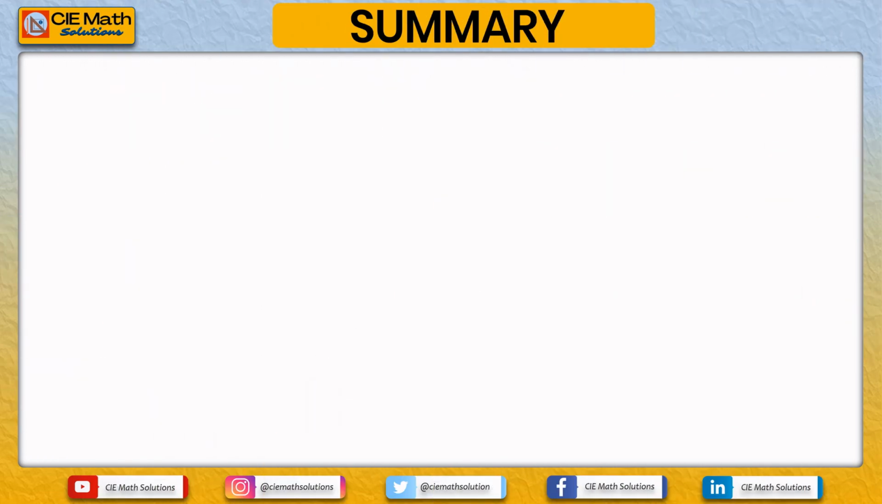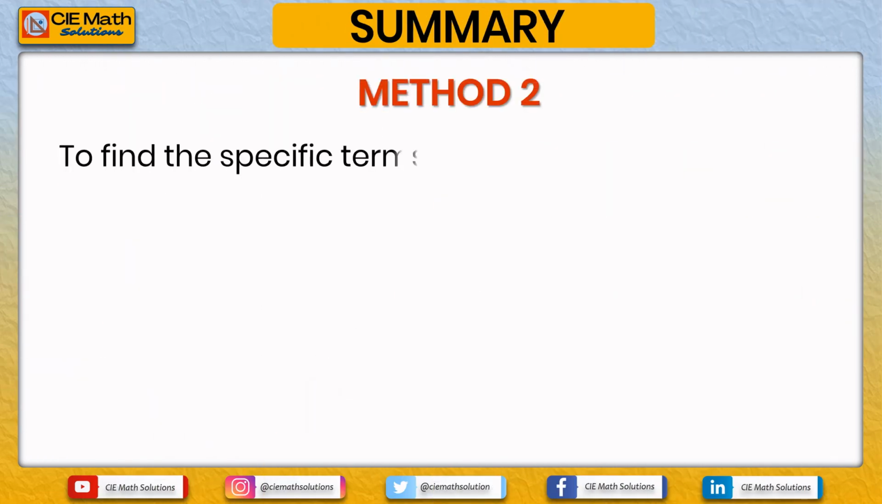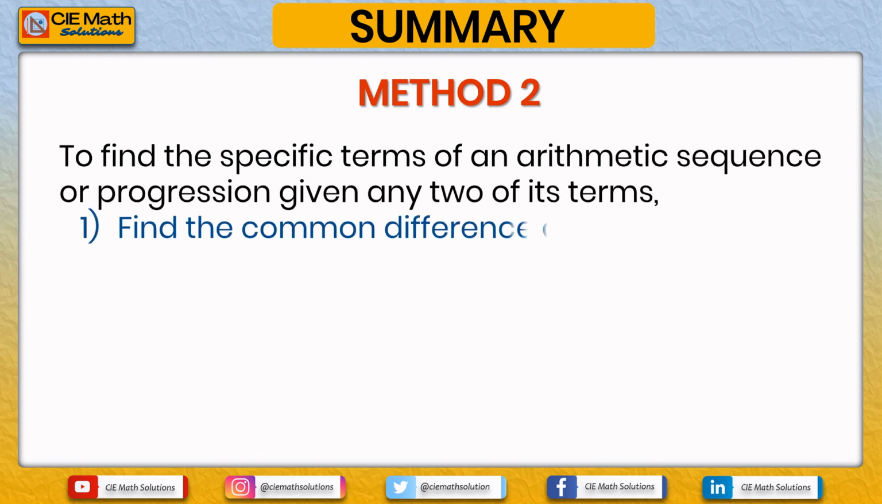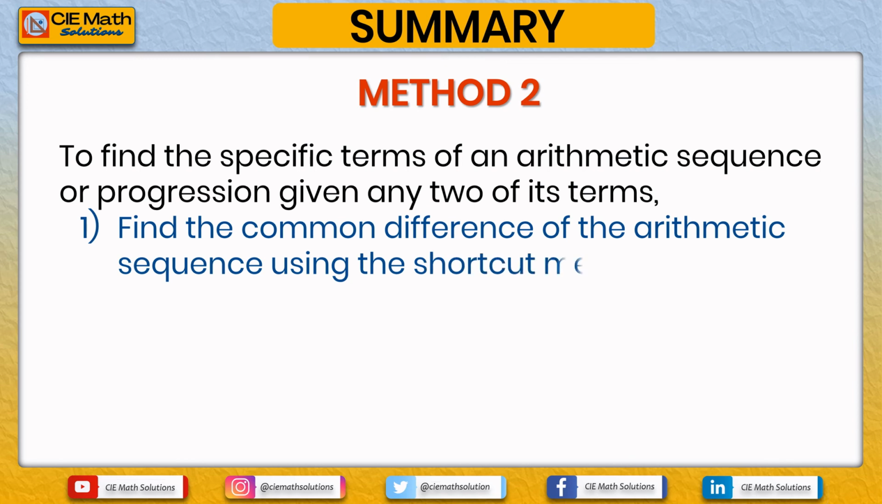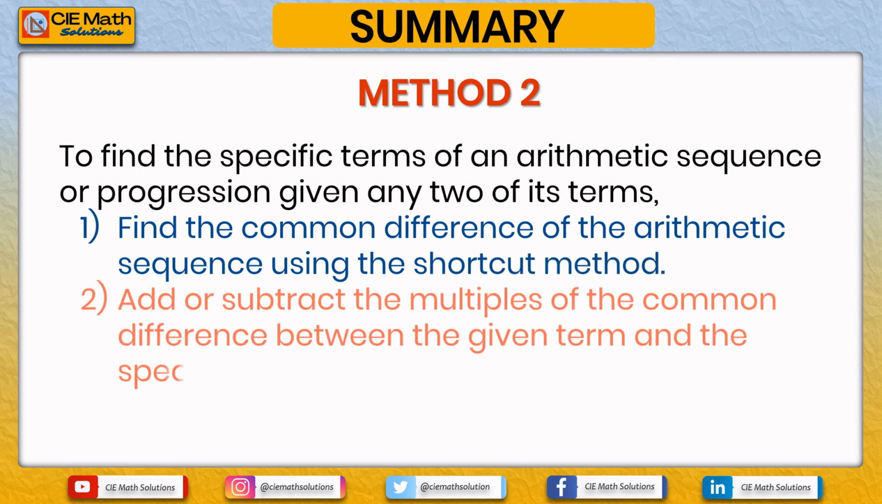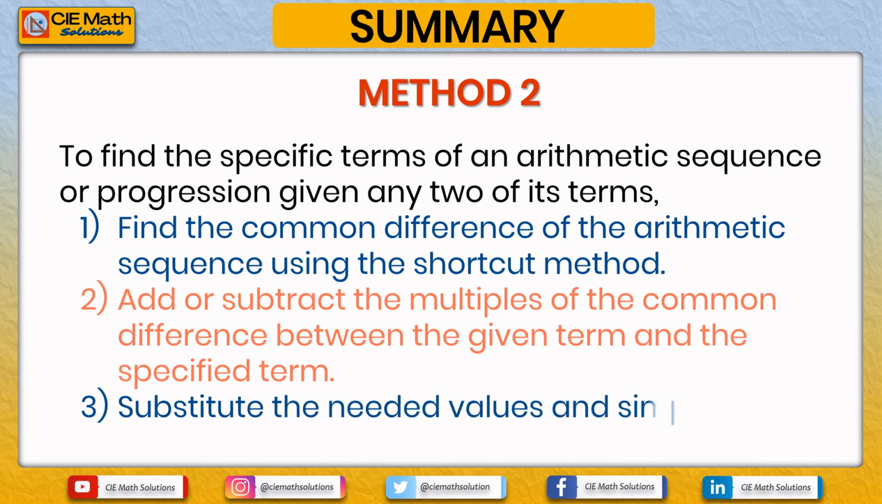In summary, to find the specific terms of an arithmetic sequence or progression given any two of its terms, first, find the common difference of the arithmetic sequence using the shortcut method. Second, add or subtract the multiples of the common difference between the given term and the specified term. Third, substitute the needed values and simplify.